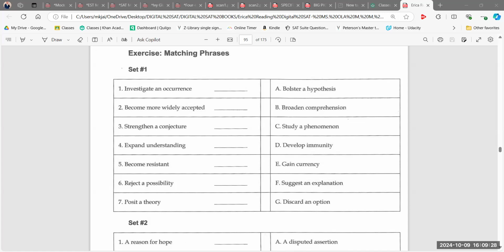Then comes standard English conventions. That's like 26%, 11 to 15 questions, asking about boundaries between sentences, within sentences, form, structure, and sense. All questions related to grammar. And the last domain is expression of ideas. Rhetorical synthesis: what does it look like? Like a specific task. You've got details, and it asks for a specific task from all these details. And transitions.